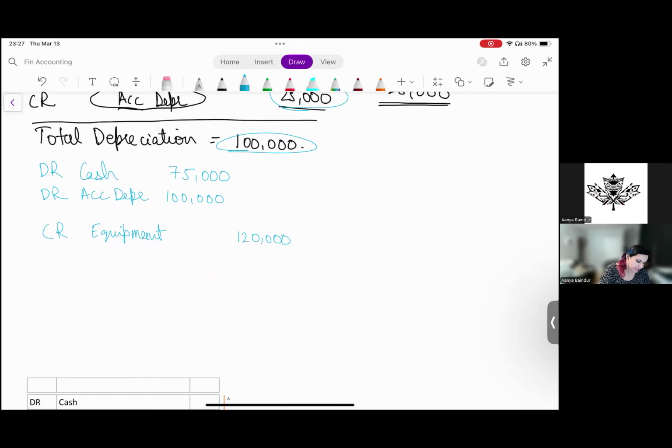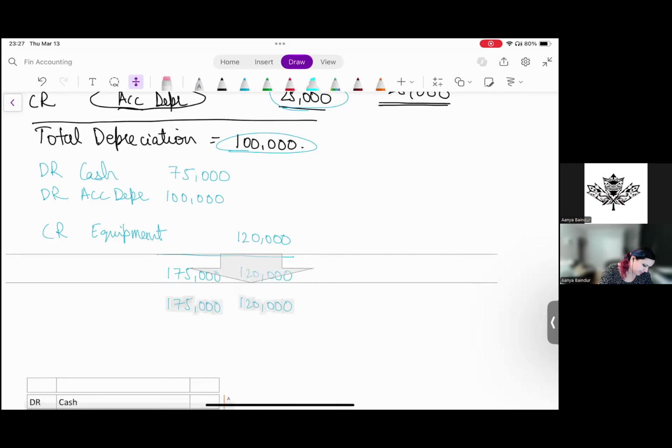Now at this point, we either need to add a gain on sale of equipment or loss on sale of equipment. The way that I like to do this is that for journal entries, we all know that the debits always have to equal the credits. But here we can see that the debits add up to 175, but the credits only add up to 120, which means there's a missing credit value here, right? So we can just add that credit in.